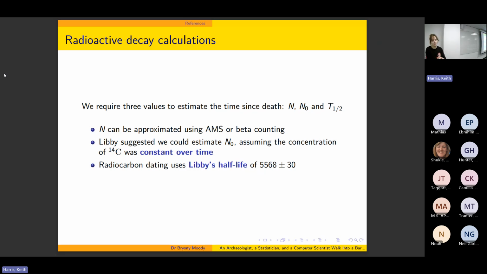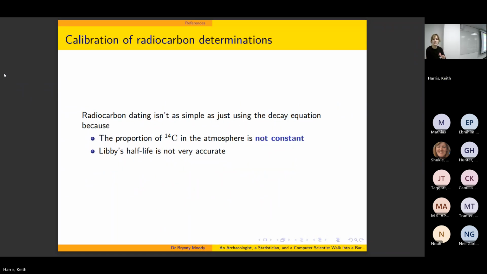We also have Willard Libby's half-life that he estimated, which was 5,568 plus or minus 30. So this is what he suggested to be able to radiocarbon date organic samples.